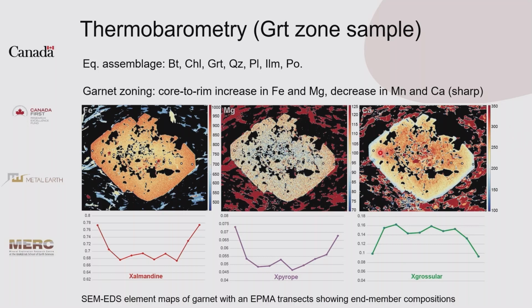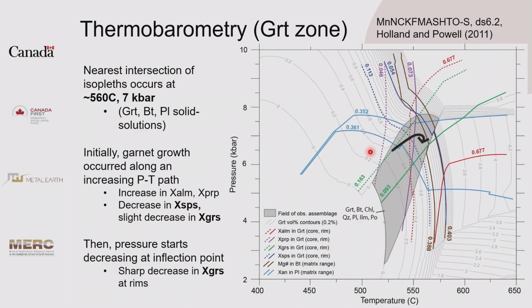Now, putting this on a pseudosection, I'll explain this diagram because it's a bit messy. This is the field of the observed assemblage in gray. I've taken off all the other lines just to show the ones that are defining the mineral assemblage.